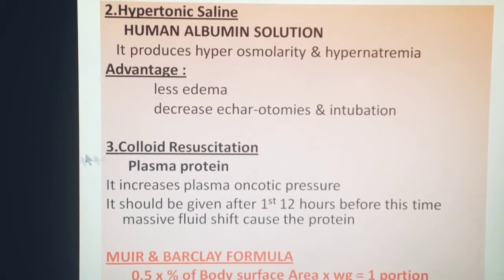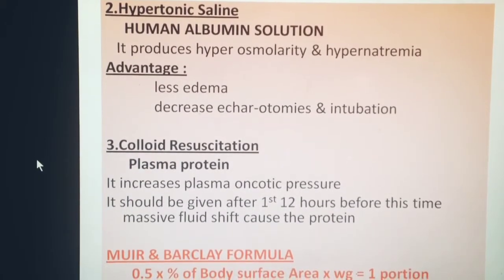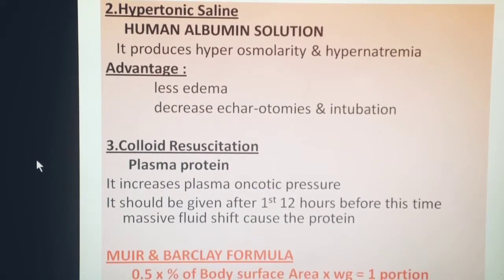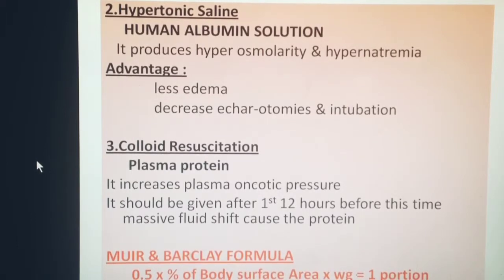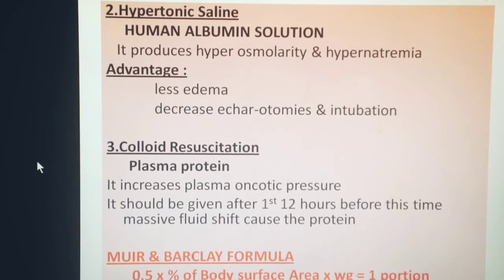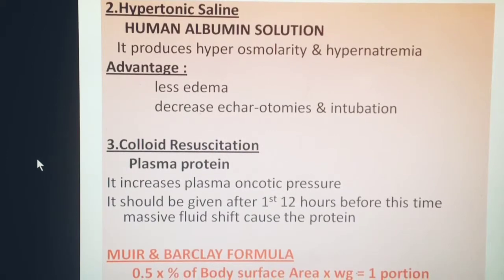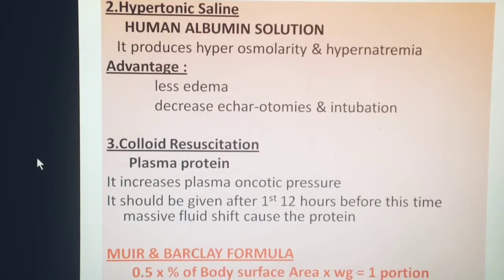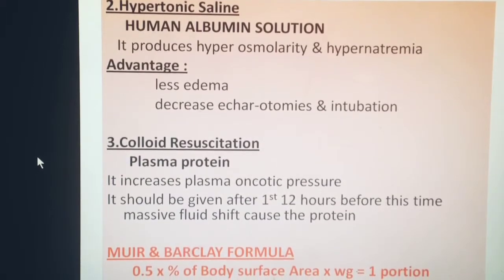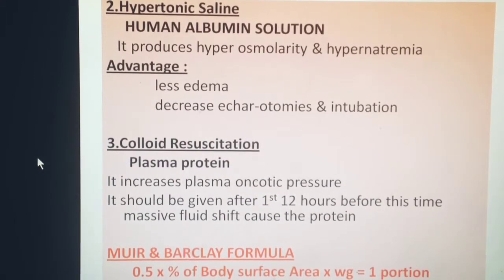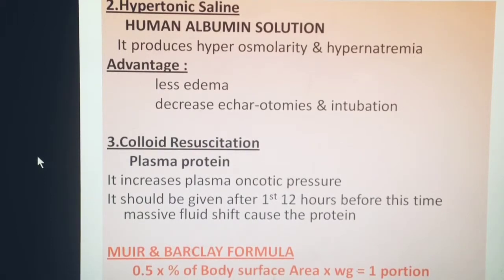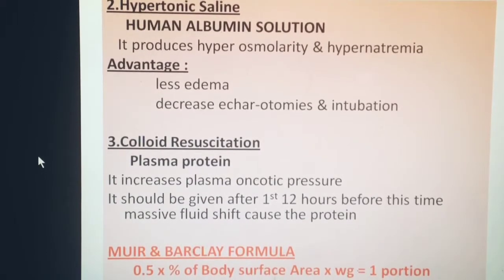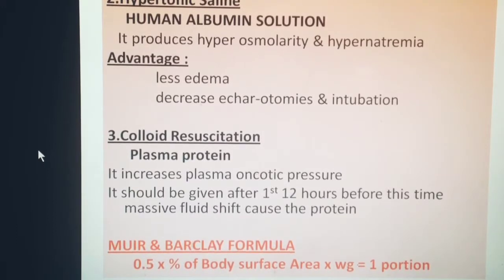Our next type of fluid is colloid resuscitation. It consists of plasma proteins. It increases the plasma oncotic pressure because it binds the fluid that is present in the vessels. It should be given after the first 12 hours. Before this time, there is a massive fluid shift of proteins because inflammation has occurred and the vessels have become leaky. So even if you give protein, it will all leak out into the tissue, which would attract more water from the plasma, and edema would result.